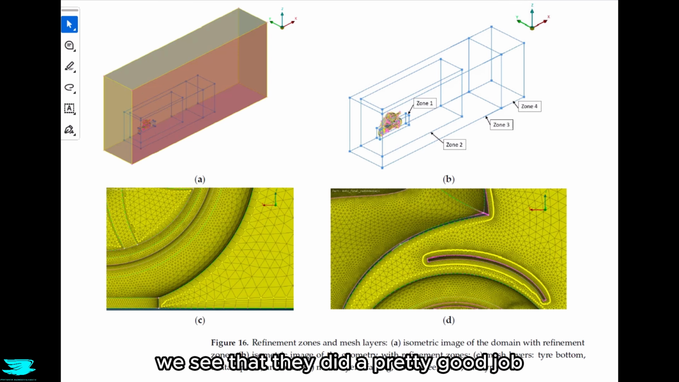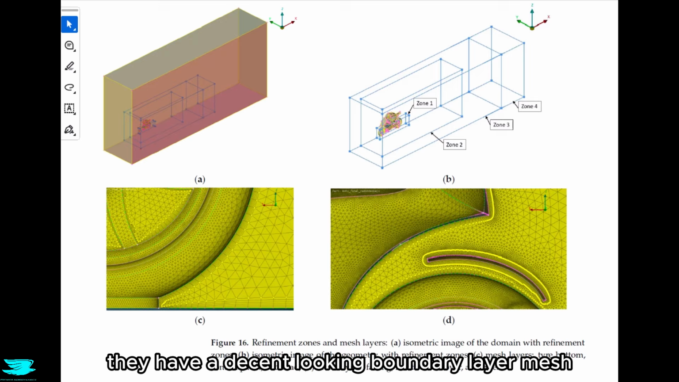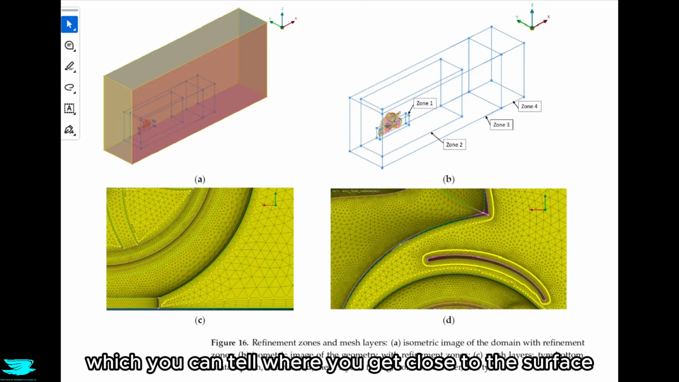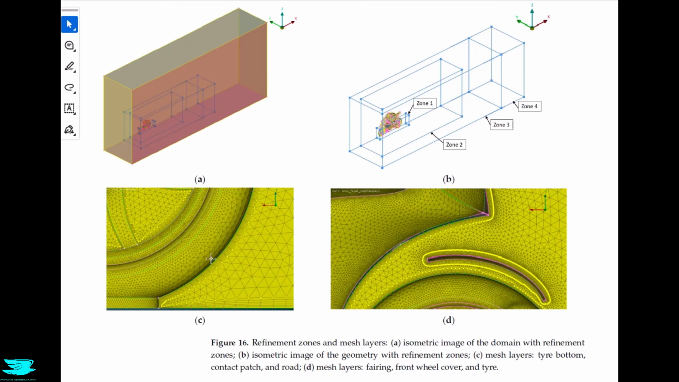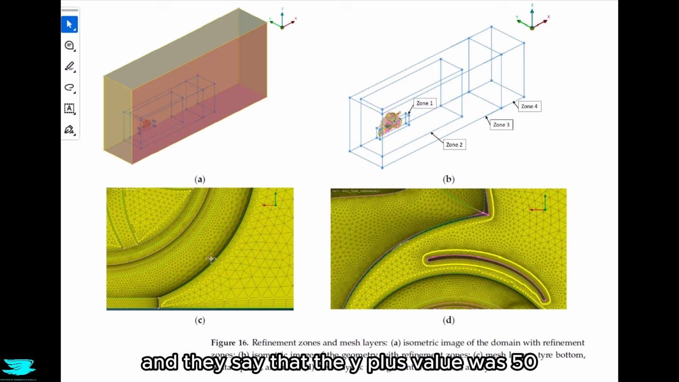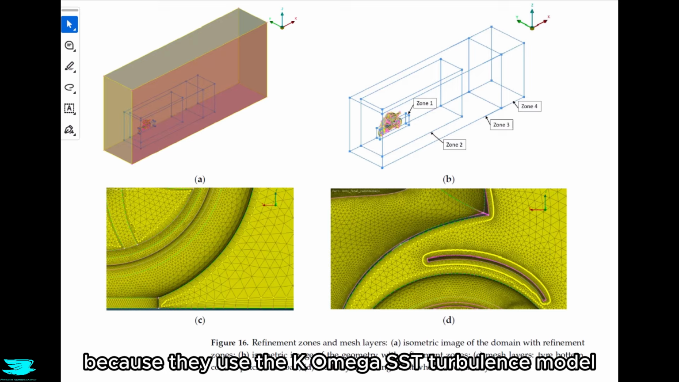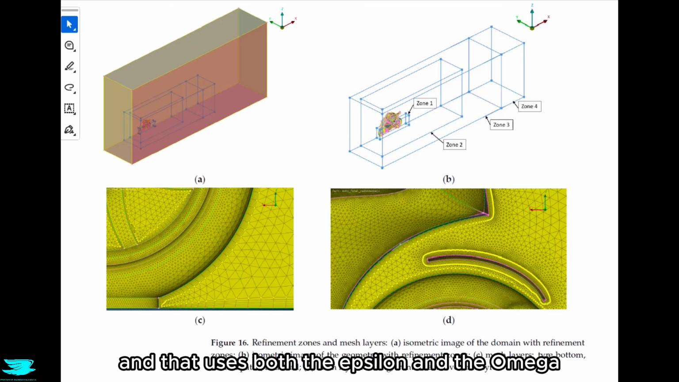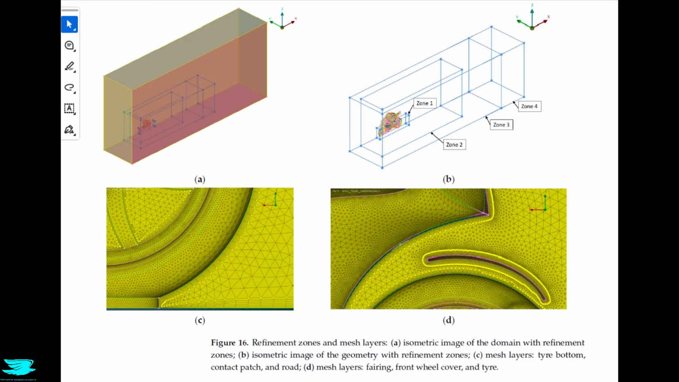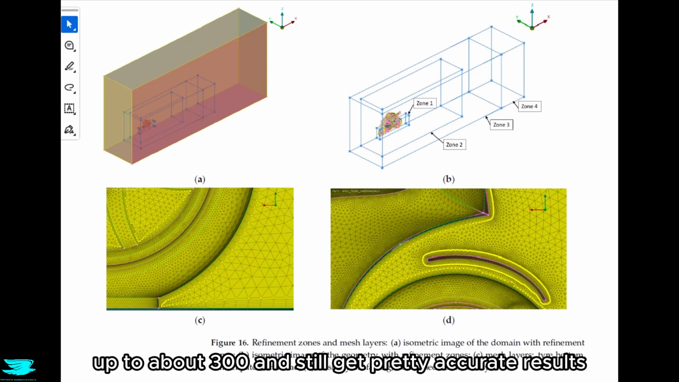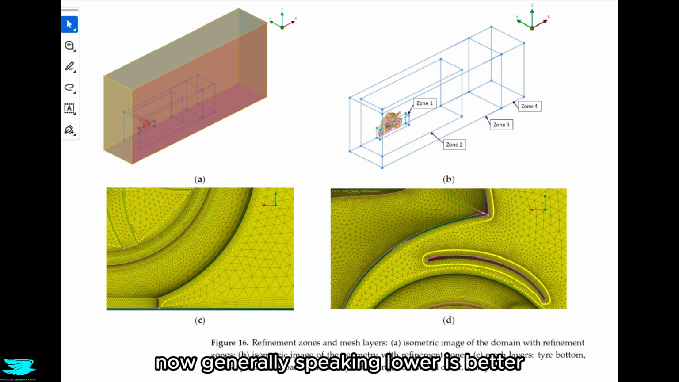And in figure 16, we see that they did a pretty good job in terms of their mesh. They have a decent looking boundary layer mesh, which you can tell where you get close to the surface. There are these very well ordered rectangular cells. And they say that the Y plus value was 50, which is a little high, but still acceptable for the simulation because they use the k-omega SST turbulence model. And that uses both the epsilon and the omega parts of the general turbulence modeling. And that means that you can use a Y plus value anywhere from about 1 or even lower up to about 300 and still get pretty accurate results. Now, generally speaking, lower is better, but it's still quite good here.